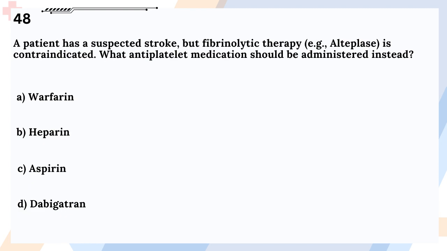Question 48. A patient has a suspected stroke, but fibrinolytic therapy, e.g., alteplase, is contraindicated. What antiplatelet medication should be administered instead? A. Warfarin. B. Heparin. C. Aspirin. D. Dabigatran.